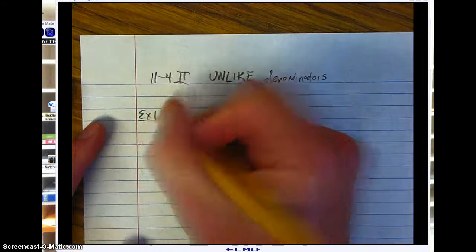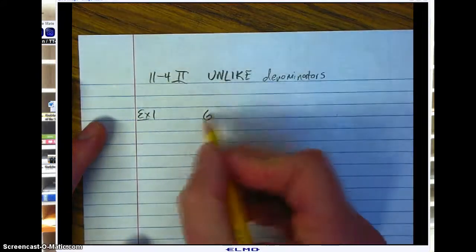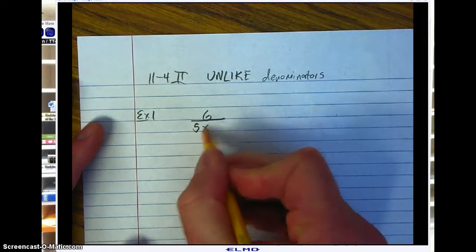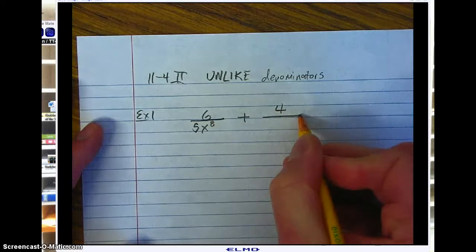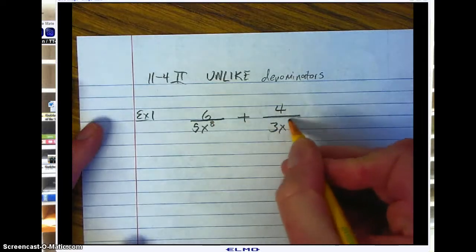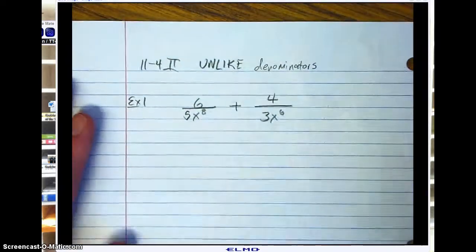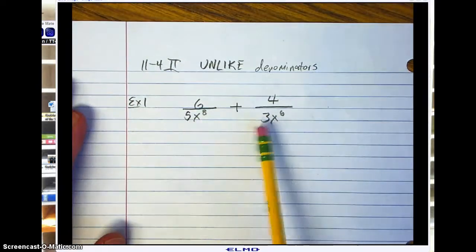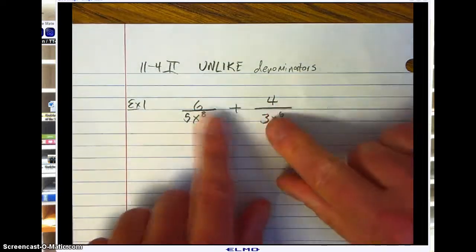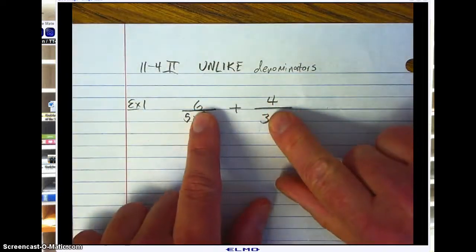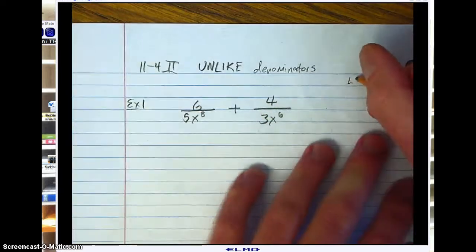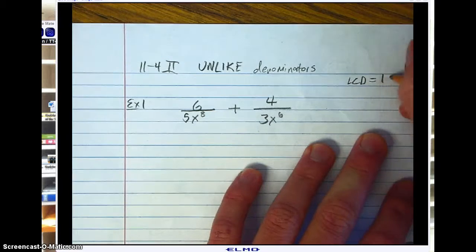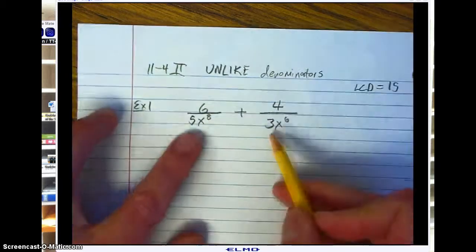Okay, first one. If I wrote 6 over 5x to the 8th power plus 4 over 3x to the 6th. If I was to think about just those two denominators, 5 and 3, ignoring the variables, the common denominator for 5 and 3 would be what? You just said 15. Thank you. LCD equals 15. Lowest common denominator of these two fractions is 15.